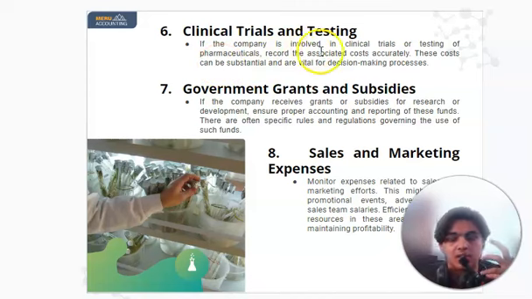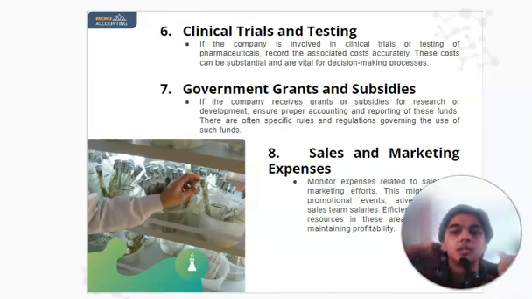Clinical trials and testing. If the company is involved in clinical trials or clinical testing, like if you are making some new medications or trying a new therapy, then you have to record the cost of these things accurately. This cost can be substantial and can play a vital role in your future decision making.